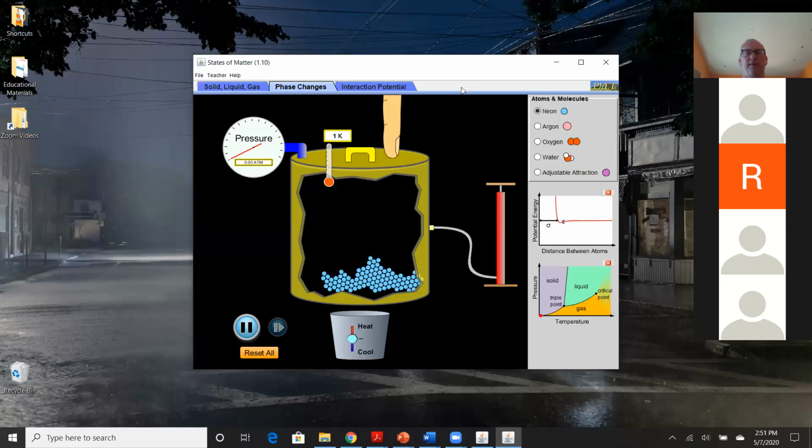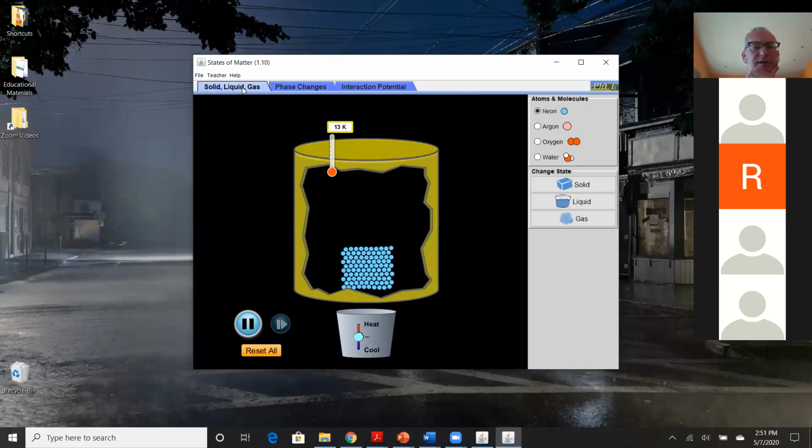So everyone should have, when you open it, I think it goes to solid, liquid, gas first. Everyone should have this one open. Is that what everyone has? I only have states and phase changes. I have states of matter. That's fine. You just need the phase changes is all you need. Okay. I'm using the HTML5 version. Does it have the three tabs? There are really only two tabs.